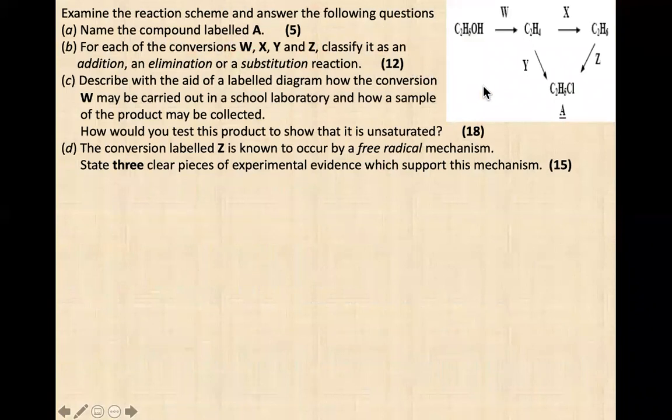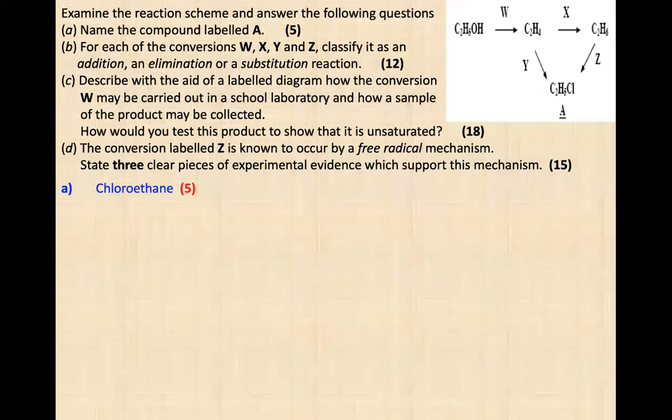Name the compound labelled A, C2H5Cl, that's chloroethane. That's chloroethane. And for that, you got 5 marks. For each of the conversions W, X, Y, and Z, classify it as an addition, an elimination, or a substitution reaction. Only use those 3 things. Those are your 3 options. You can call some of them other things, but you must use those.